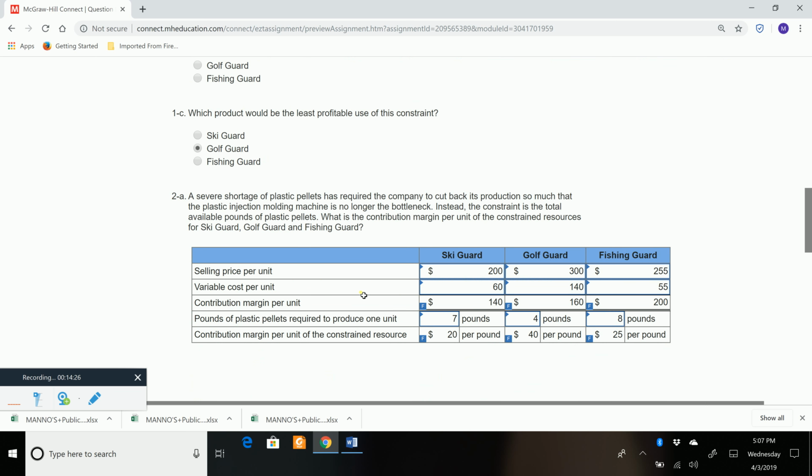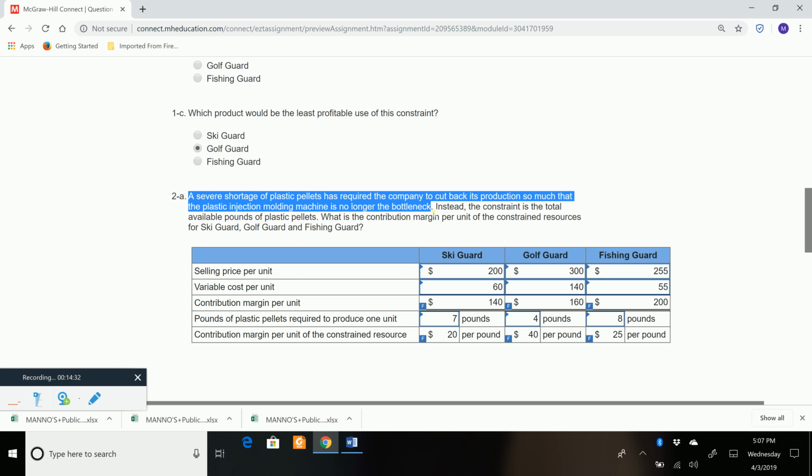All right, now we're going to flip it a little bit. Now minutes on the machine is not the constraint. Now the constraint is the amount of plastic that's available to us. A severe shortage of plastic pellets has required the company to cut back its production so much that the plastic injection molding machine is no longer the bottleneck. Remember, a bottleneck is the constraint. Instead, the constraint is the total available pounds of plastic pellets.